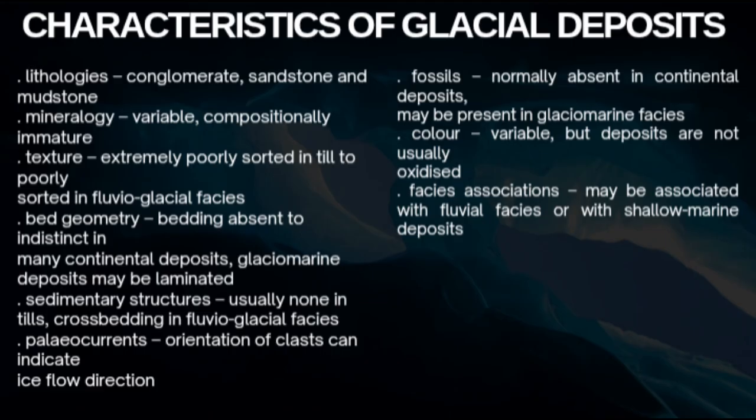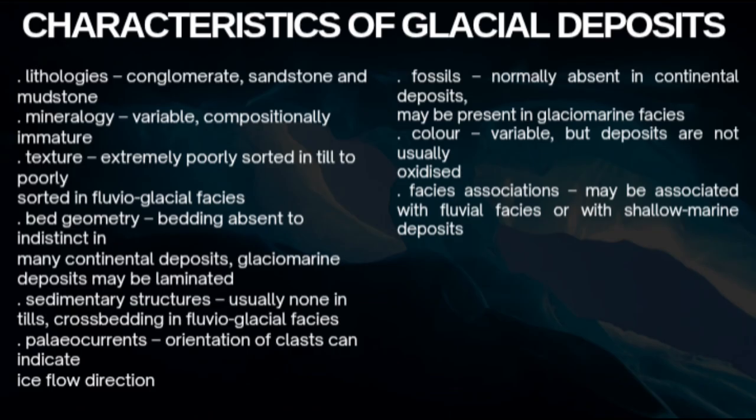Next is fossils, normally absent in continental deposits but may be present in glacial marine phases. The harsh, abrasive environment under a continental ice sheet is not conducive to life or the preservation of fossils. Therefore, fossils are normally absent in tills. However, in glacial marine environments, marine organisms like microfossils can live in the water column. When they die, their shells can settle to the seafloor and be buried along with the glacial sediment, making fossils possible. The next one is color.